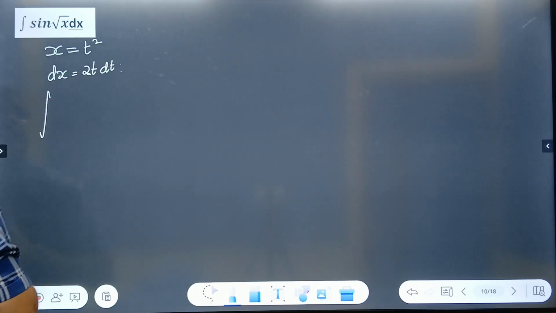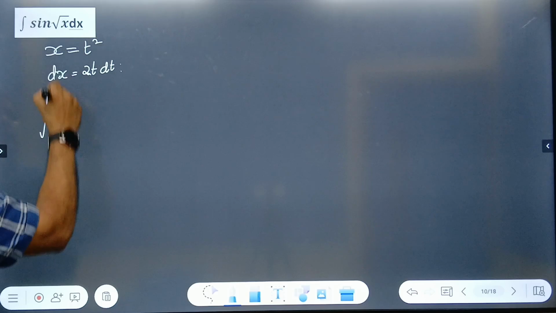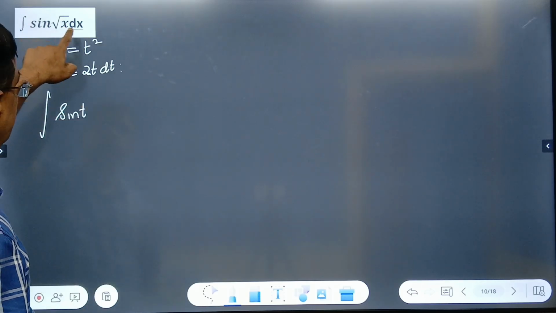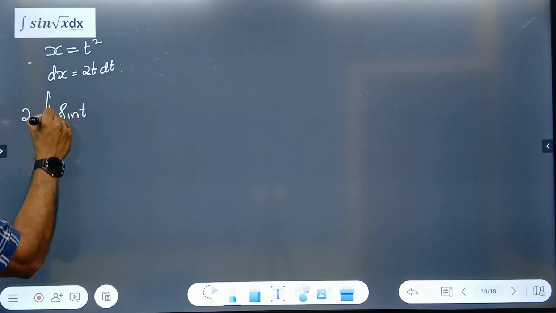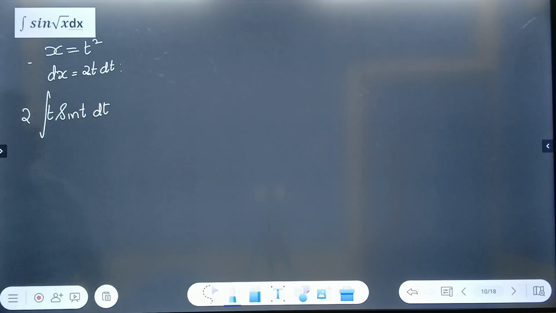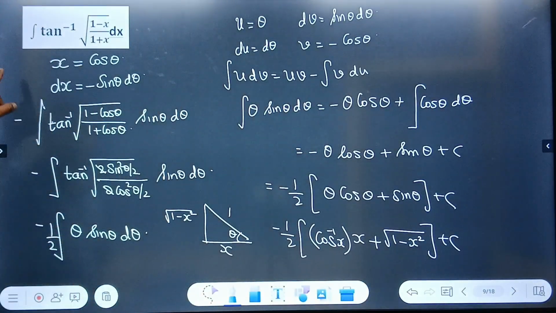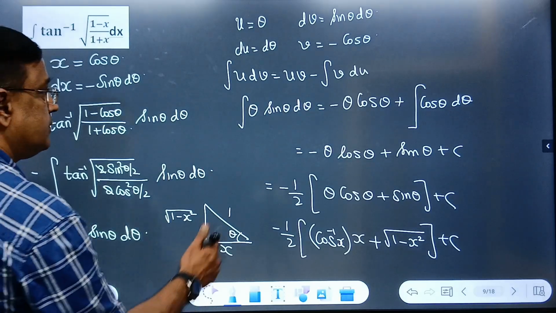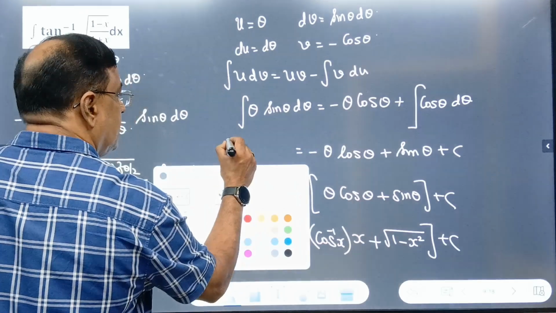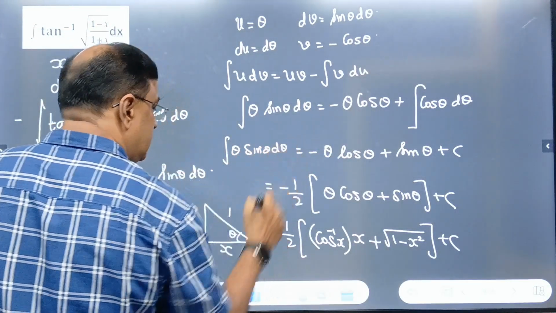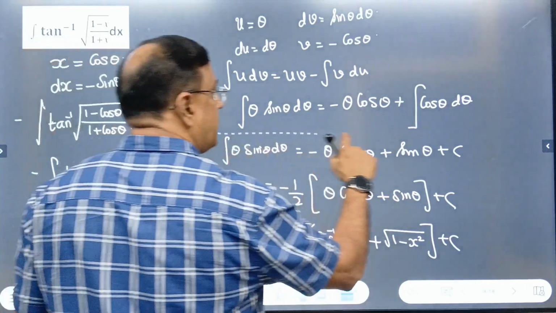So I get integral sine t, dx is what? 2t dt. But if you notice carefully in the previous problem, I have already done the integration of theta sine theta d theta. Can you see that? This is like integral theta sine theta d theta. I have already done it. You can refer to this.